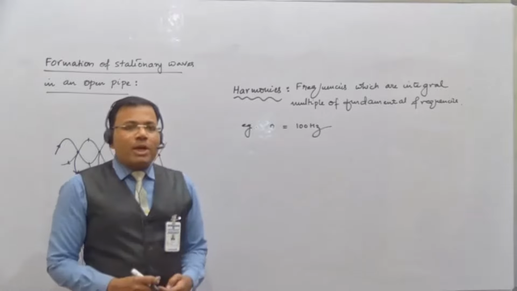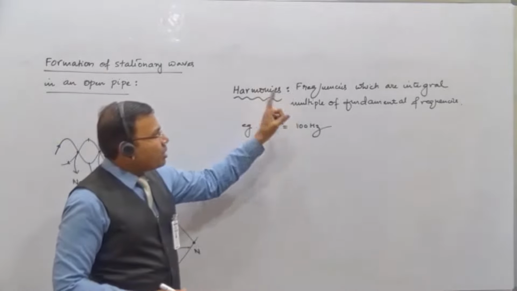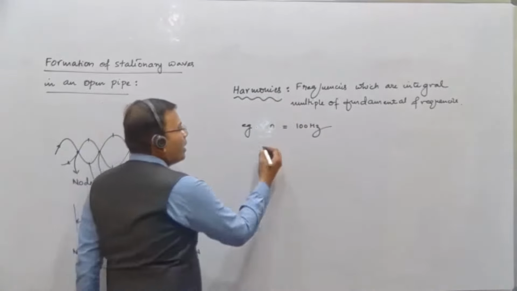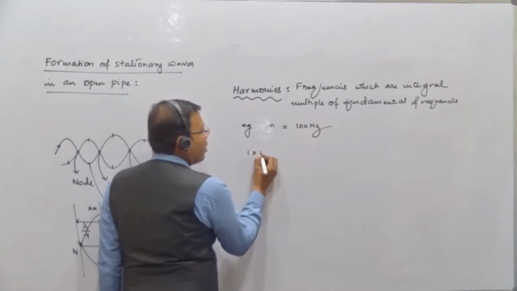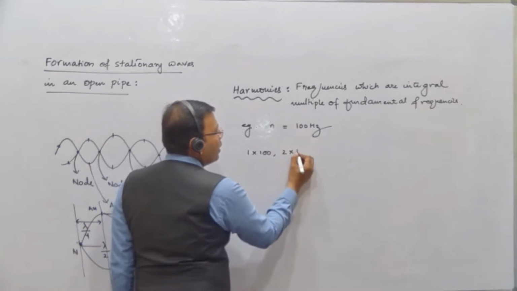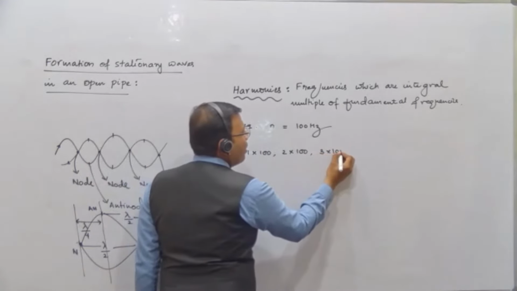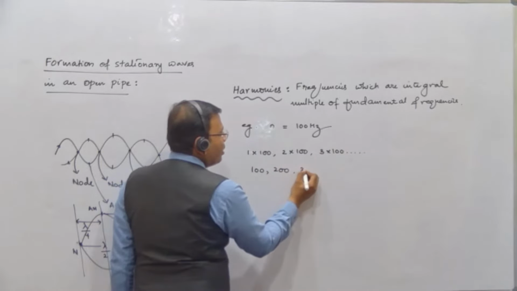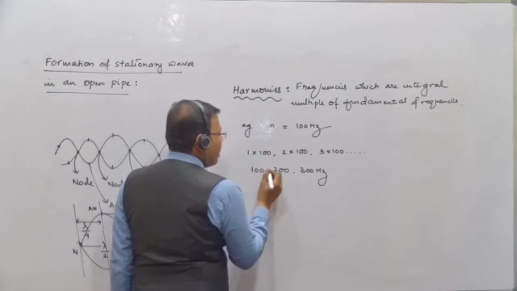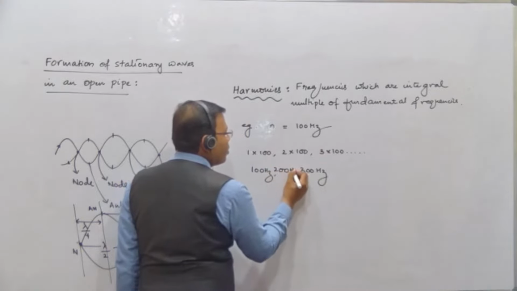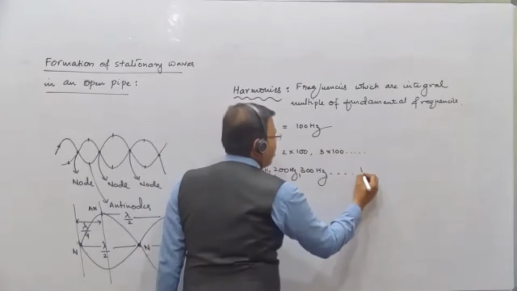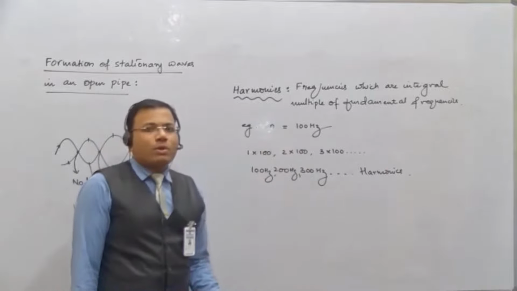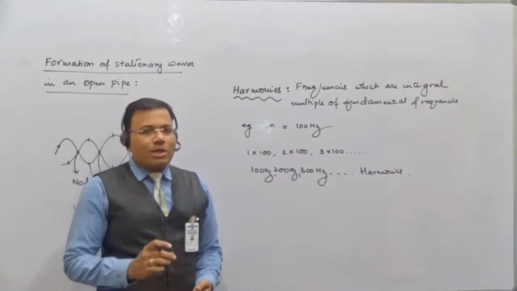Now, what do you mean by harmonics? I take the help of the definition: frequencies which are integral multiples of the fundamental frequency. Here this is an integer, like 1 into 100, 2 into 100, 3 into 100, and so on. That is 100, 200, 300, of course hertz, with units if you want to mention them. These are called harmonics for n equals 100, the fundamental frequency.